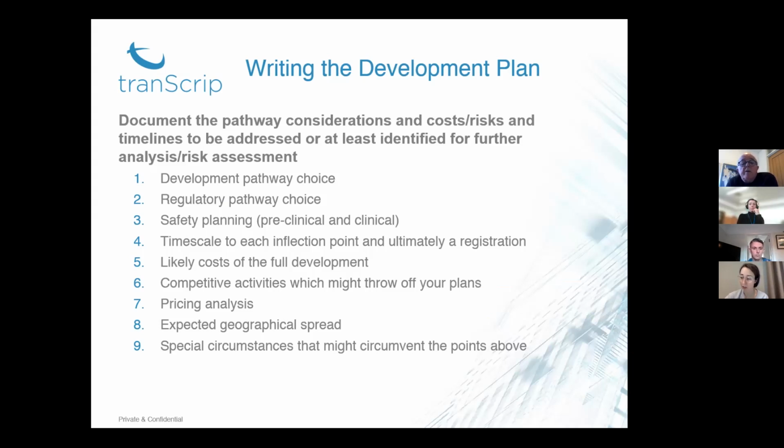It might mean that you can actually use fewer animals or fewer species in the preclinical context, but also you need to plan how you're going to manage adverse events, particularly in diseases which have high mortality or high morbidity anyway. That is an art form, frankly, and you will need to get advice on that. You also need to look at each inflection point.